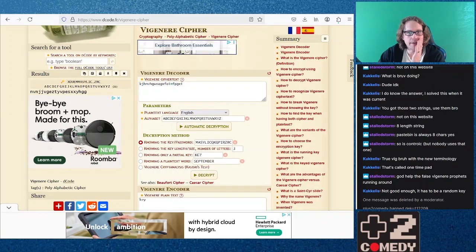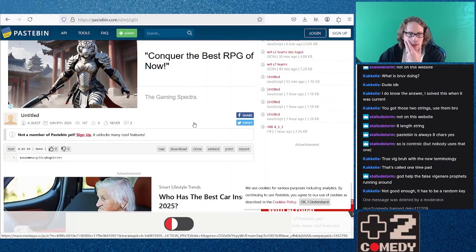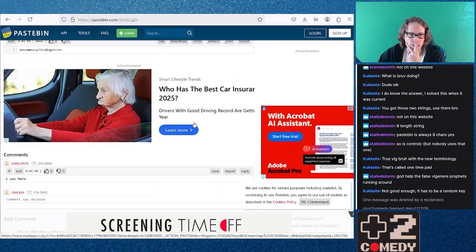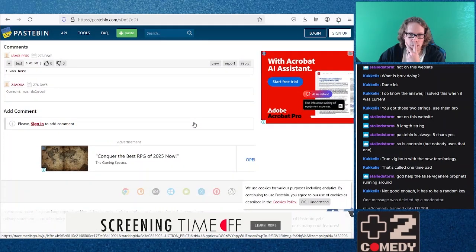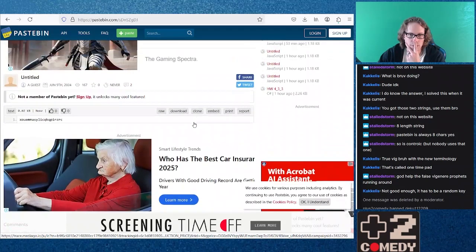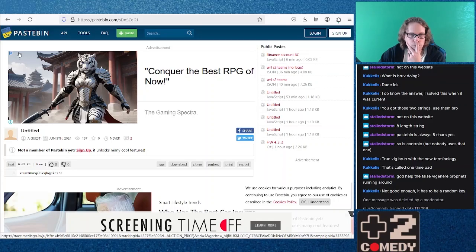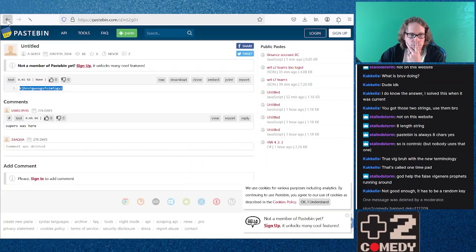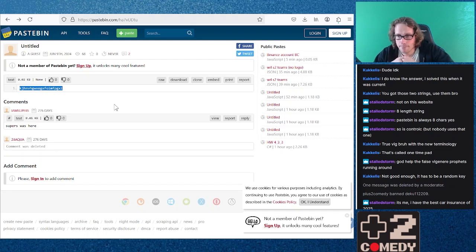And this is all I have, right? This is the only thing that's like... I'm not conquering the best RPG of 2025 right now. And there's no other clue here, I think, other than Supers was here. And this comment was deleted. This puzzle's like almost a year old. Jesus. Well, at least that mystery was solved.